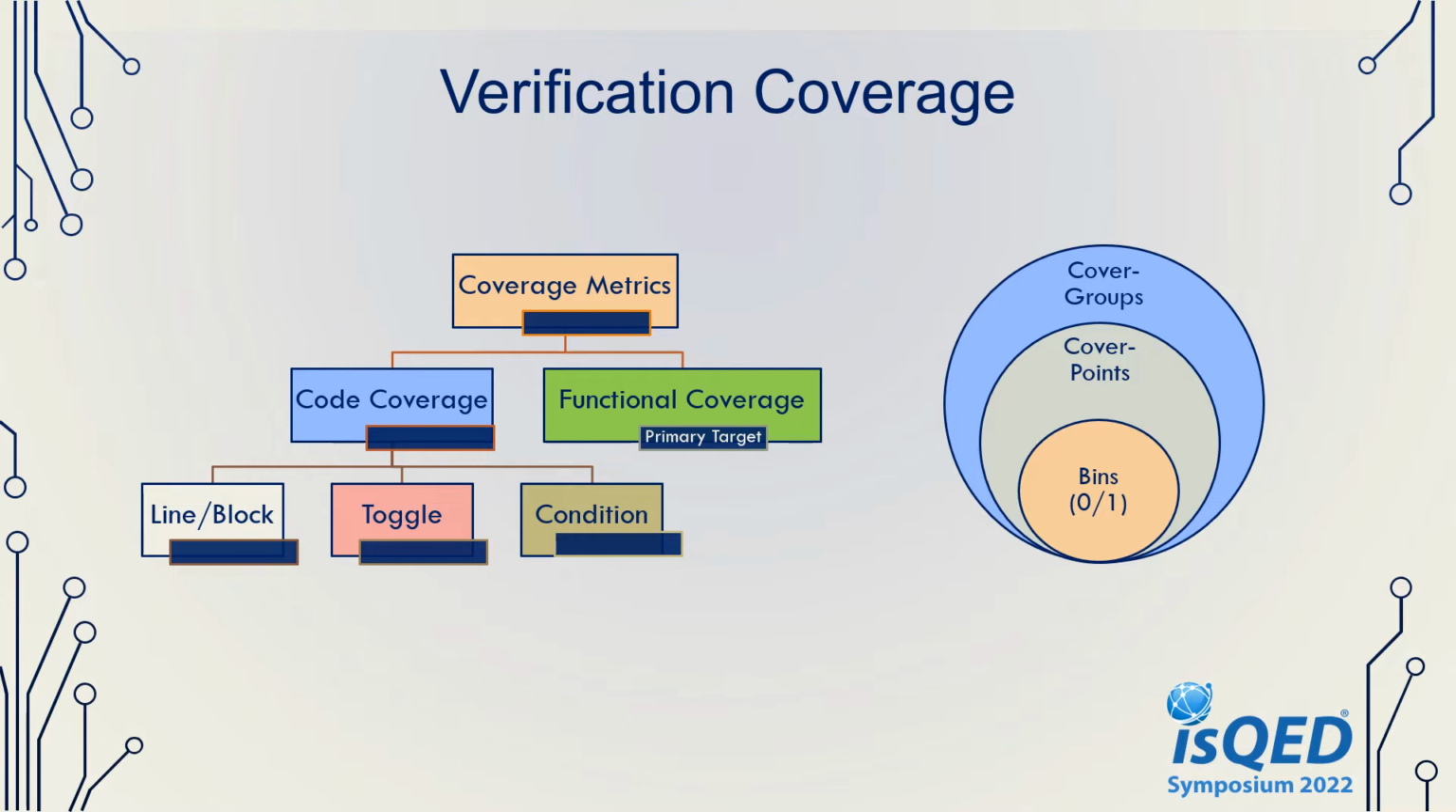For coverage, there are different metrics. And in this work, we focus on the functional coverage. And there are different ways to evaluate the coverage. One is cover point, which is for a specific function. For the whole space of a cover point, it can be divided to multiple 0-1 binary bins. And related cover points can form a cover group.